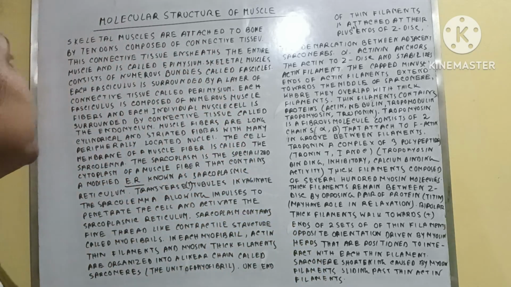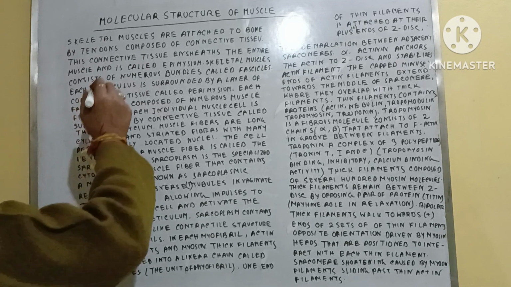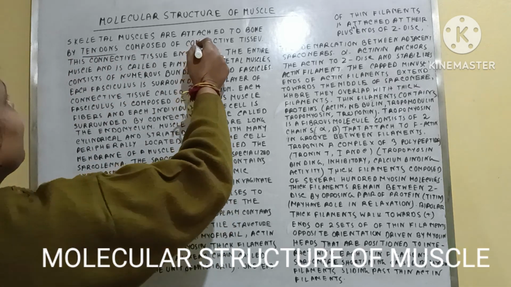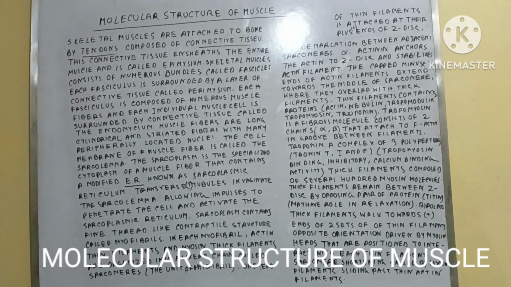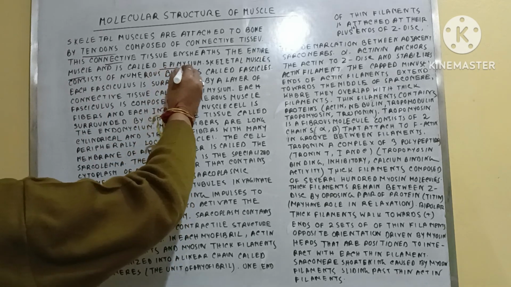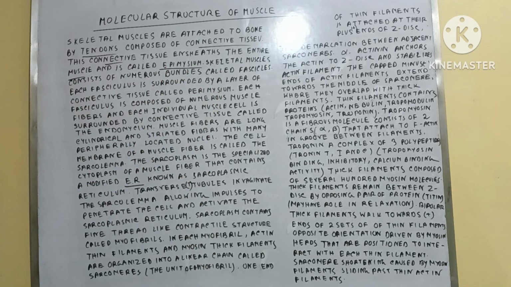Okay, let's continue. The molecular structure of muscle: the skeletal muscles are attached to the bone by the tendons, and these are composed of one kind of connective tissue. This connective tissue generally ensheaths the entire muscle and is known as the epimysium. What is it called? This is called the epimysium.